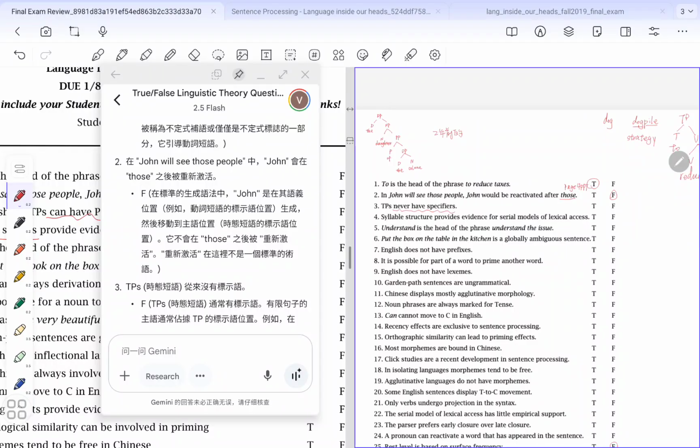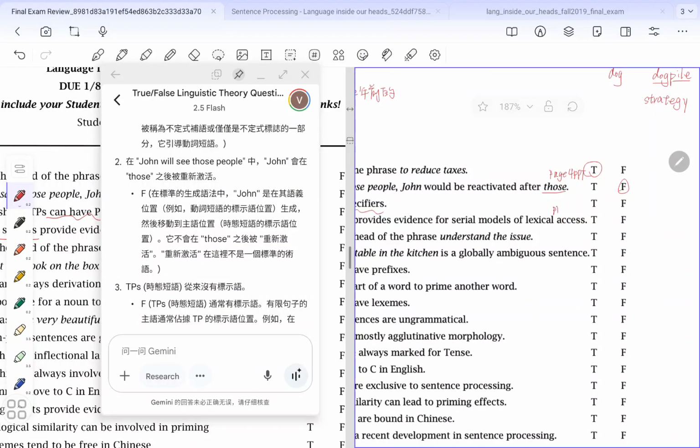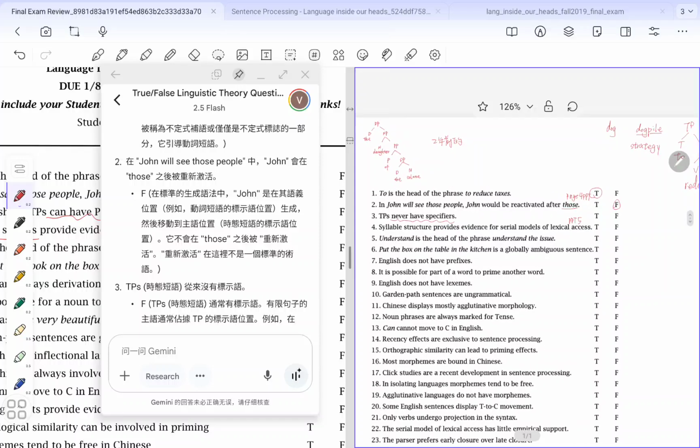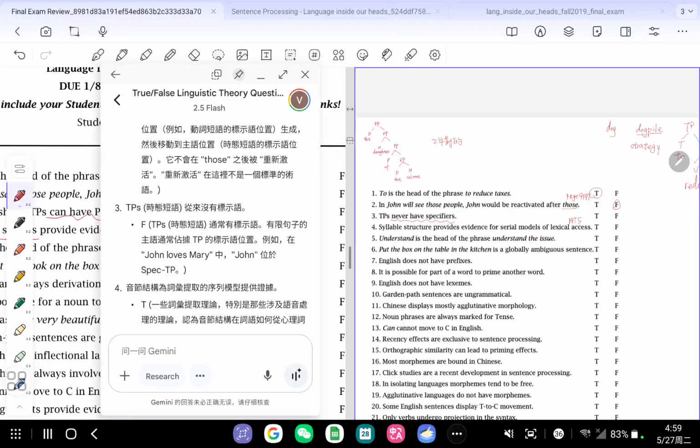Remember this? Remember why this is faster than this? Because the object is reactivated in the complement clause. It's useful to go to class and pay attention. Three, TPs never have specifiers. True or false? True, anybody? False, anybody?